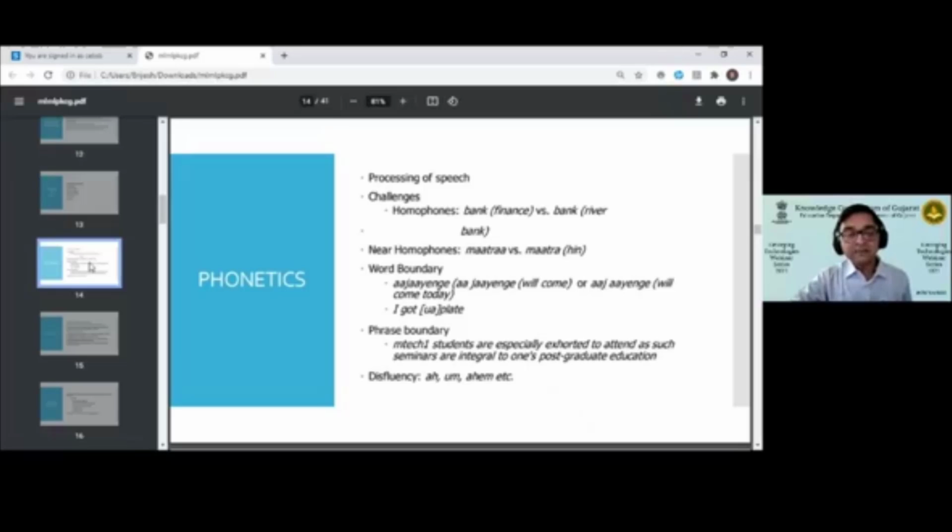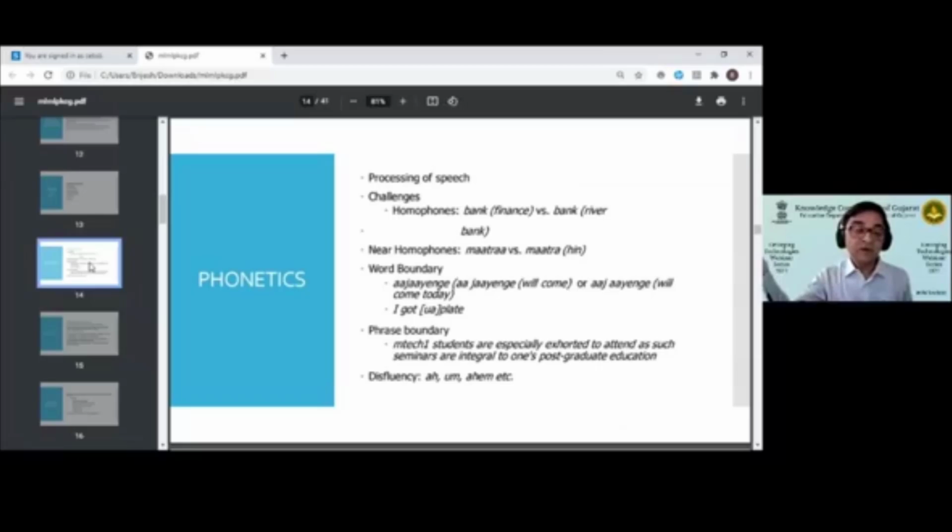So phonetics is a task of processing speech. Challenges are homophones like bank versus bank. So bank is a financial institute and bank is a river bank. Then an example from Hindi, near homophones, matra versus matra. So when we are speaking, usually we don't emphasize enough to convey the words clearly. But through context, people can pick up. So matra versus matra, they are called near homophones.